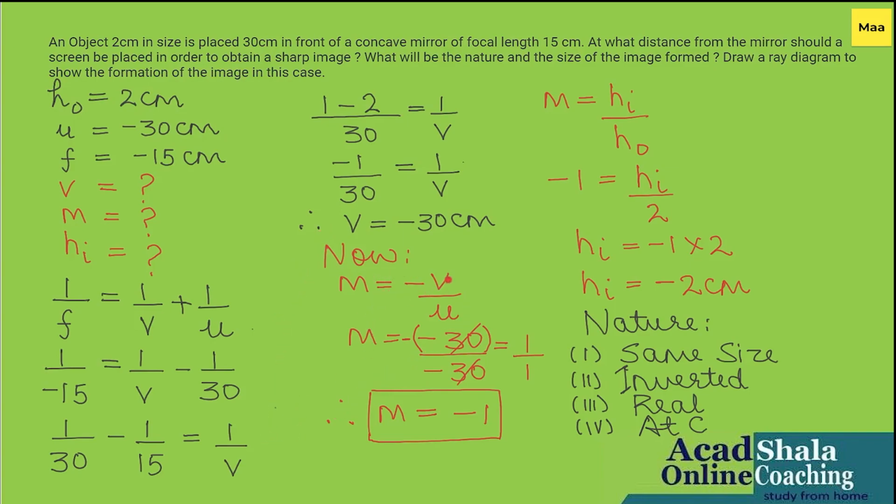So m is equal to minus v upon u. I will put m is equal to minus, and then in the bracket I will put the value of v, minus 30, over here, and upon u, that is, u is minus 30. Calculate, this gets cancelled. So I get 1 upon 1, and with the negative sign, that is, m is equal to minus 1.